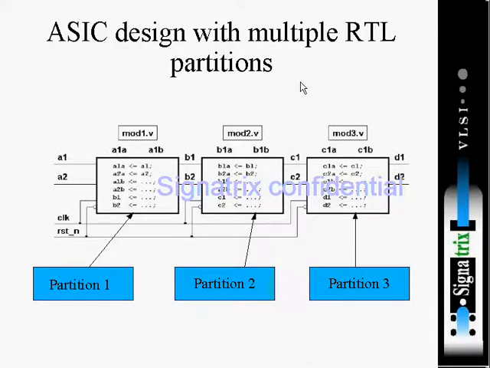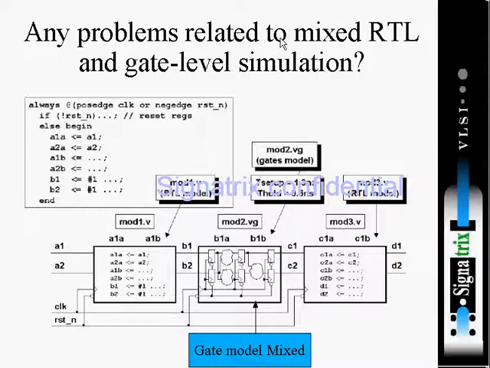Okay, now coming to this: any problem related to mixed RTL and gate level simulation. So you see here, this is an RTL, always at posedge of clock and negedge of reset. They are telling that they are not using any delays here. How do we use RTL and gate level simulation? At which time do we use it? RTL plus gate level we can get after synthesis.